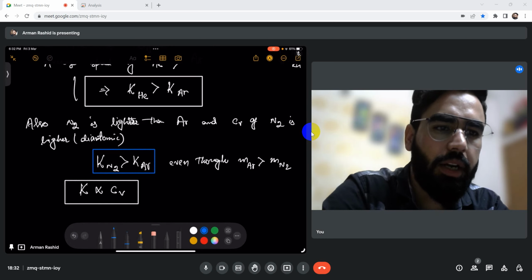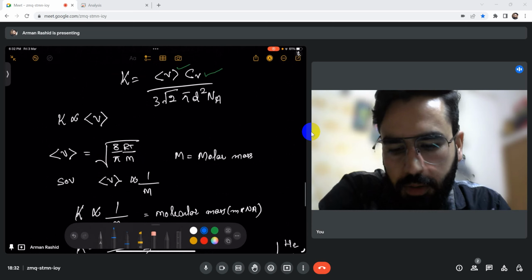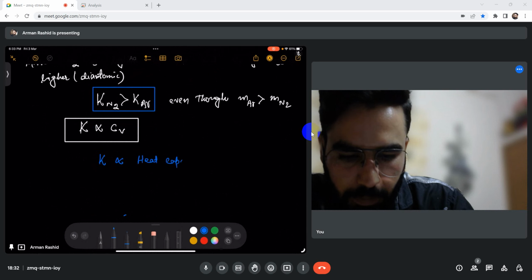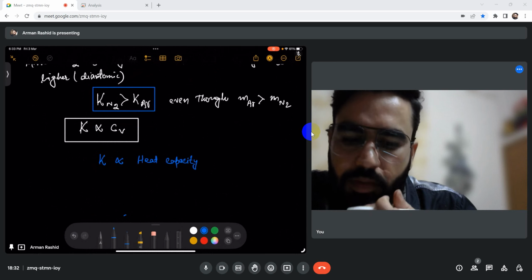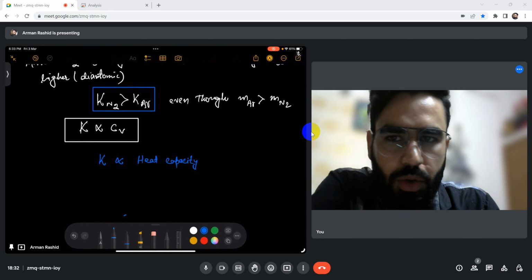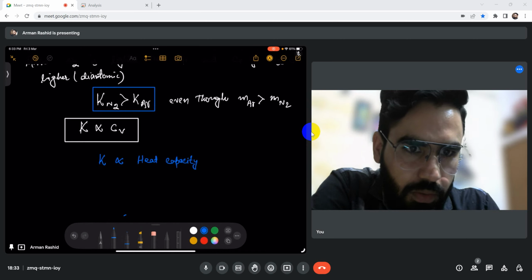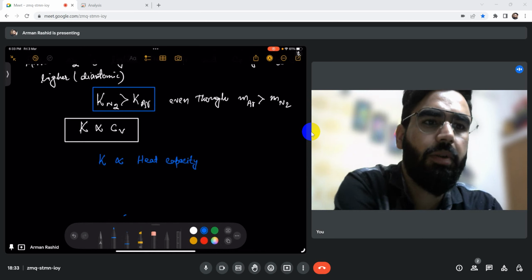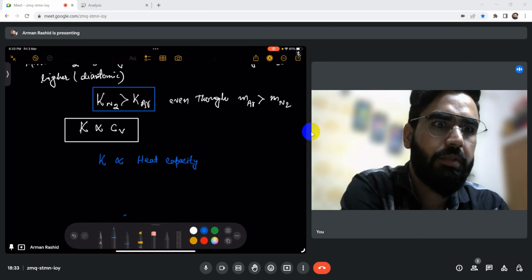We have to remember that thermal conductivity depends on heat capacity. Heat capacity is how much heat is required to increase the temperature of 1 mole of a substance through 1 degree. For example, if we have water at 15 degrees and want to change it to 16 degrees, how much heat do we have to give? The thermal conductivity of water is very high. That is probably why it is most abundant in nature.